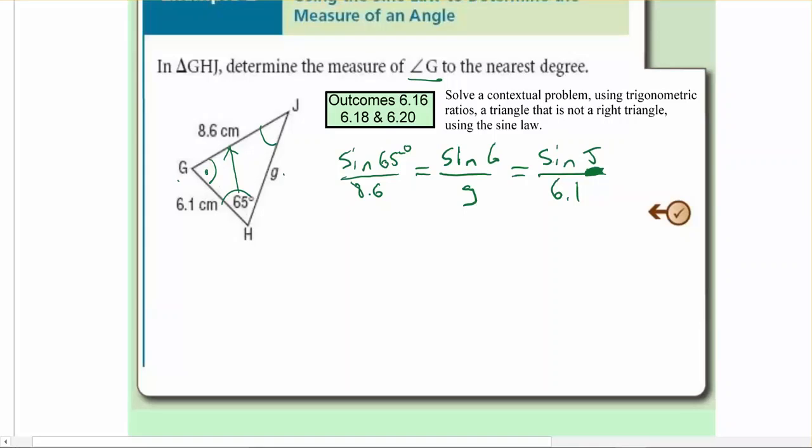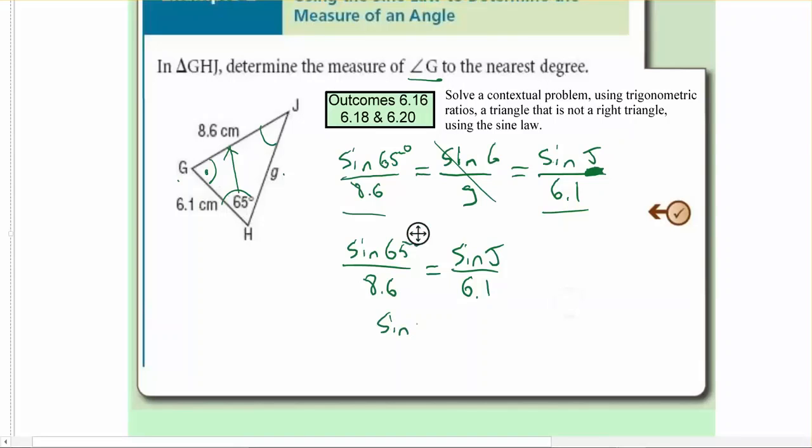So if we solve for that, I'm just going to rewrite that one is equal to that one and leave this out for now. All right, so I've got that written out. If I rearrange this, I can rewrite this to say sine J is equal to 6.1 times sine 65 degrees over 8.6.